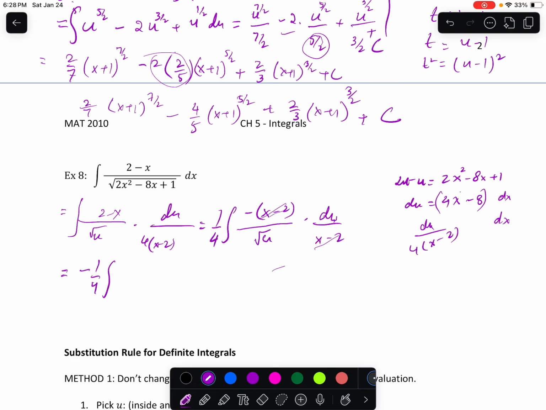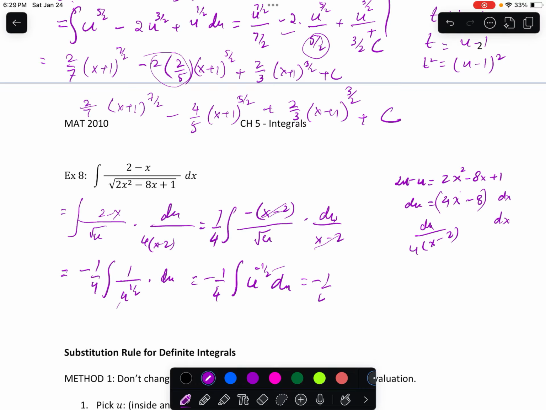Now we have du, 1 over square root of u, which I can write as u to the 1/2, times du. How do we solve this one? So negative 1 over 4, I can write it as u to the negative 1/2 du. Apply the power rule.